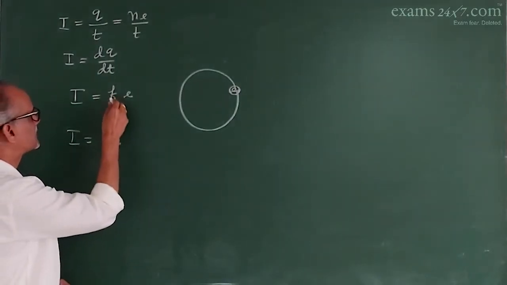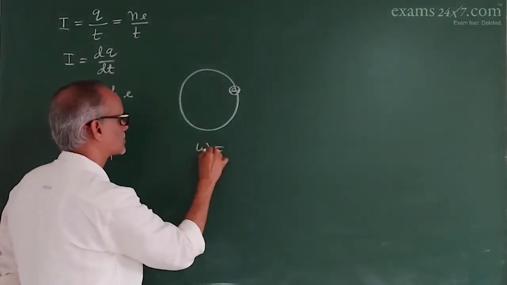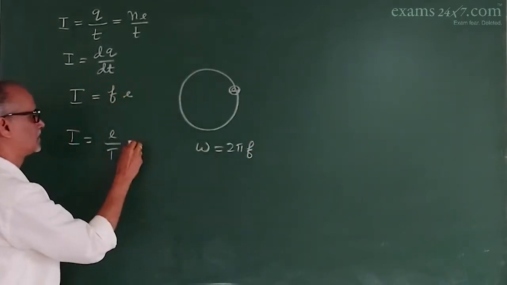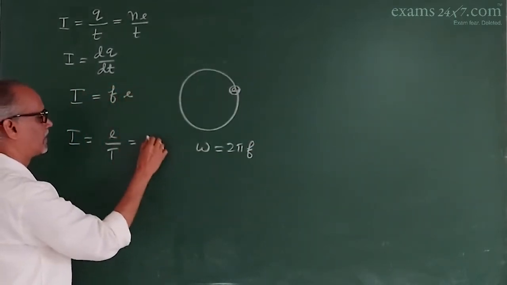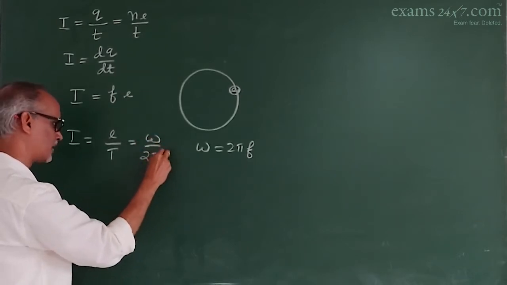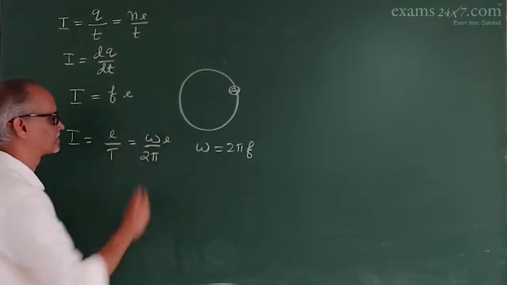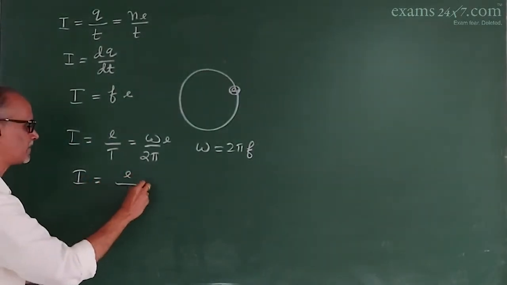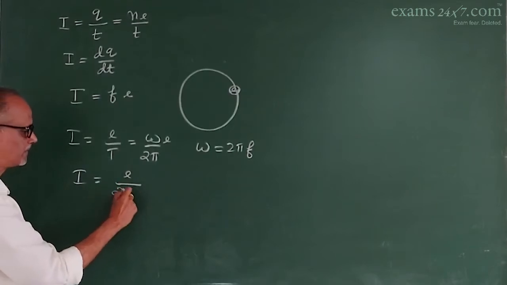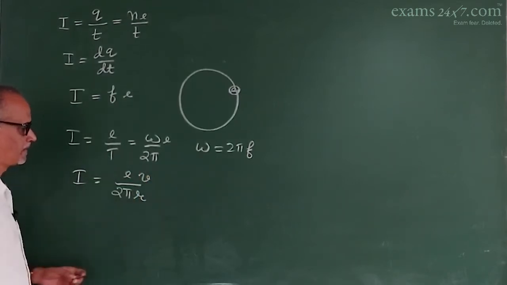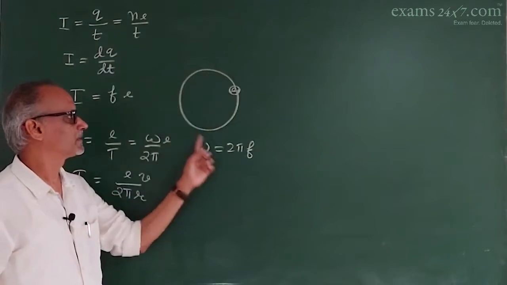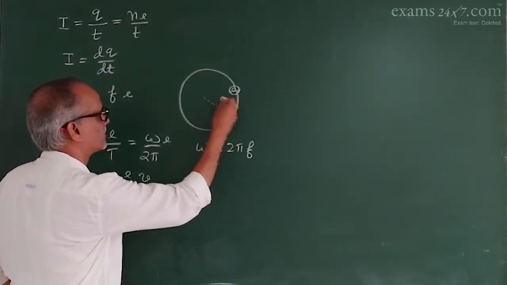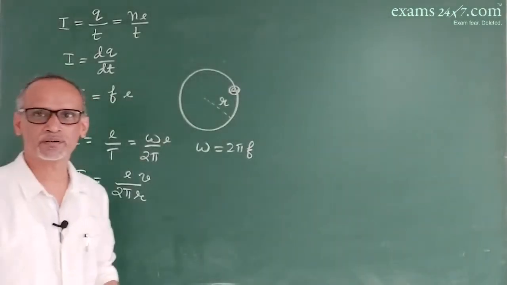We can even write this in terms of omega, because omega is equal to 2 pi f. So f is equal to omega by 2 pi. So this is I equal to omega by 2 pi into e. We can even write this I in terms of e by T, where T is nothing but 2 pi r by v, where v is the orbital velocity of the electron and r is the radius of the circular orbit in which the electrons are revolving.